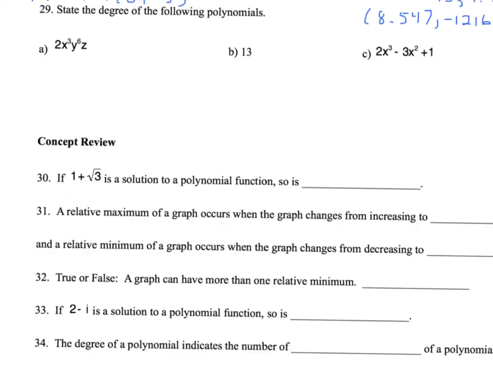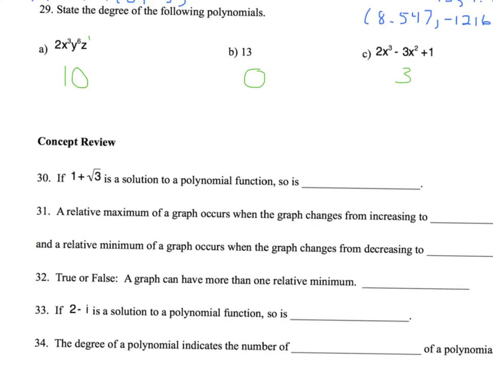For number 29, we want to state the degree of the polynomial. Since a is a monomial, we add up all of the exponents to get the degree. Since we have a 3 plus a 6 plus really a 1, the degree would be 10. For b, we just have a constant with no x's or any variables, so that degree is 0. And for c, we have a regular polynomial, so we use the highest exponent, so that degree is 3.